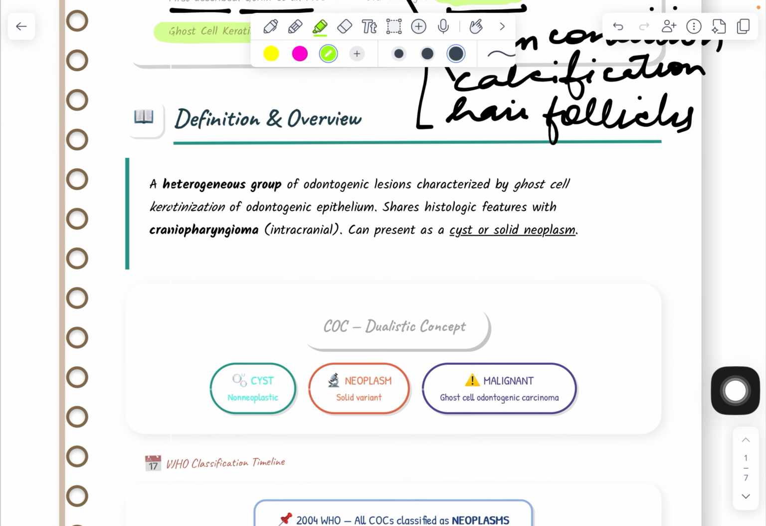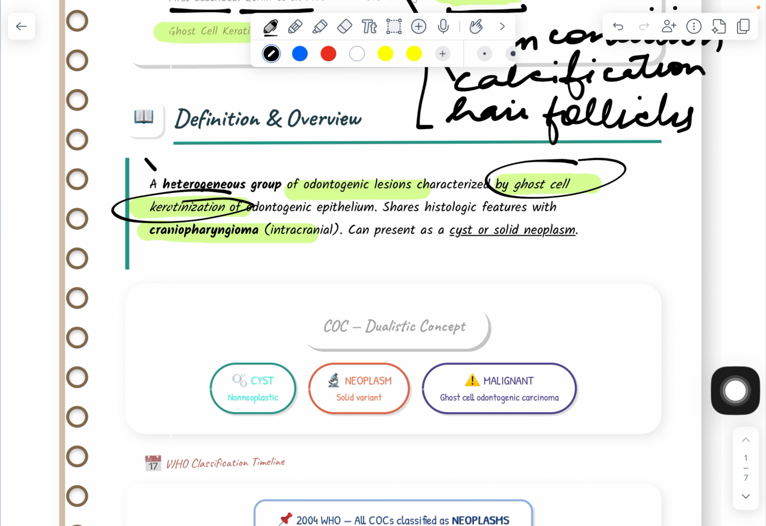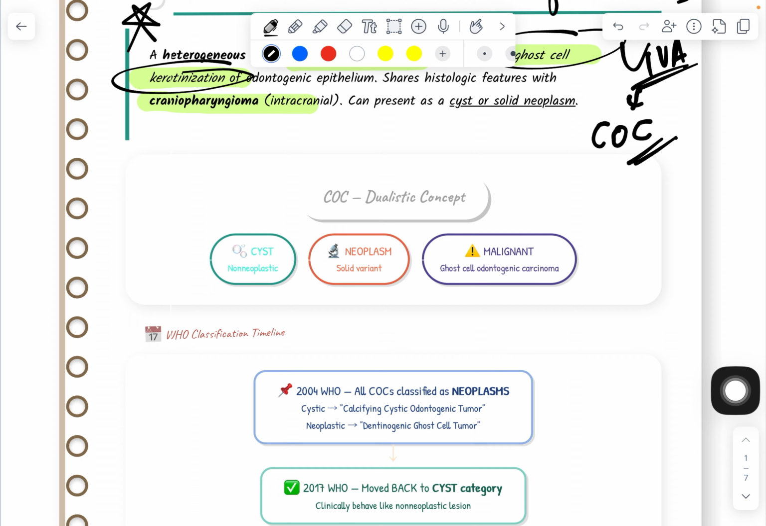Coming to the definition, it is a heterogeneous group of odontogenic lesions, characterized by ghost cell keratinization. Shares histologic features with craniopharyngioma. It can present as a cyst or solid neoplasm. So, one and the only main thing in this definition is the ghost cell keratinization. Very, very important viva question. Ghost cell keratinization is a characteristic feature of calcifying odontogenic cyst. Done.